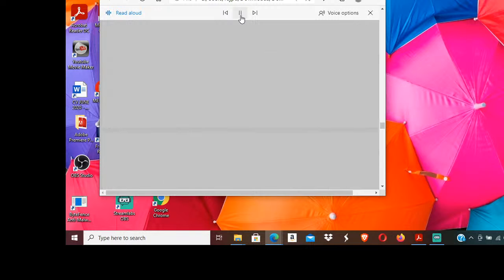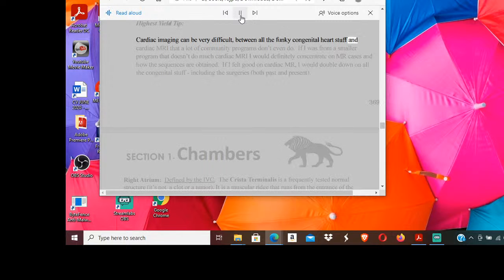Highest yield tip. Cardiac imaging can be very difficult, between all the funky congenital heart stuff and cardiac MR that a lot of community programs don't even do. If I was from a smaller program that doesn't do much cardiac MR, I would definitely concentrate on MR cases and how the sequences are obtained. If I felt good on cardiac MR, I would double down on all the congenital stuff including the surgeries, both past and present.